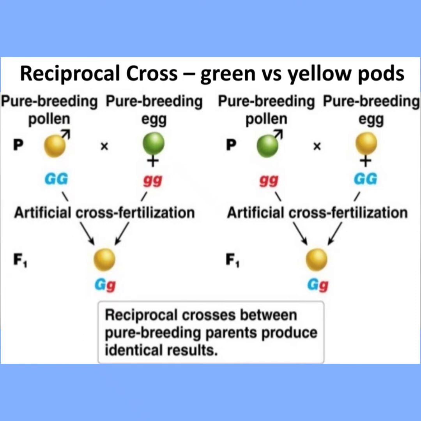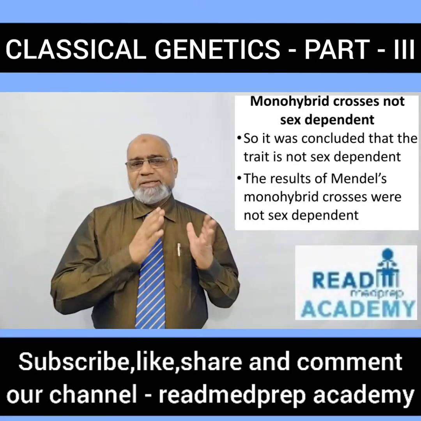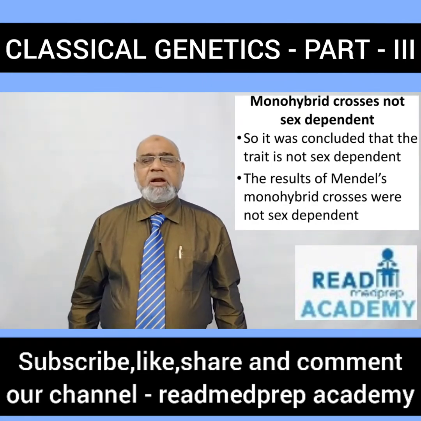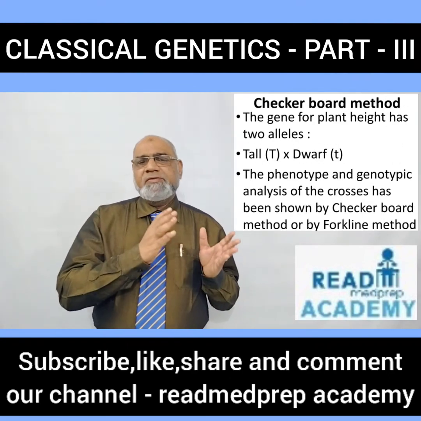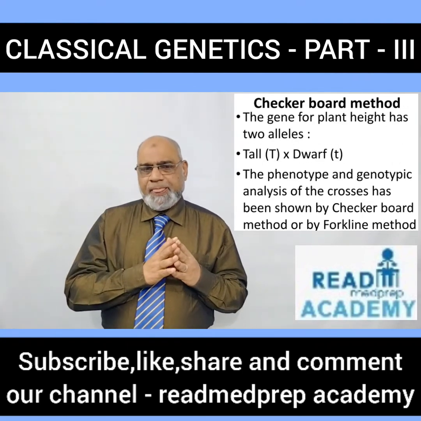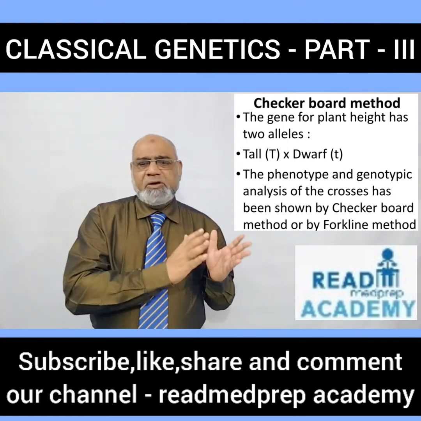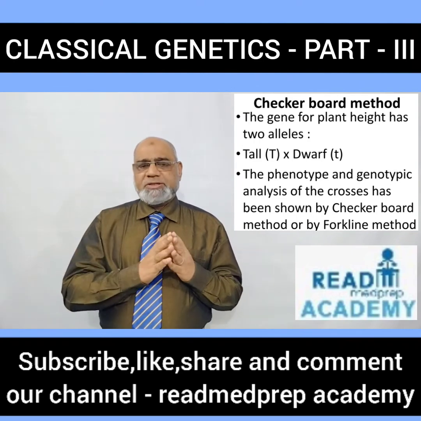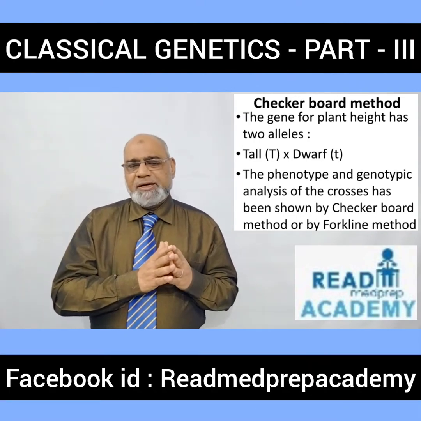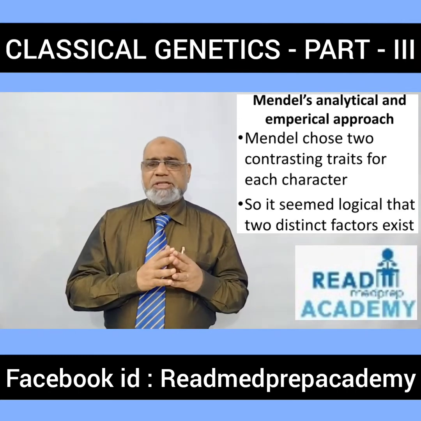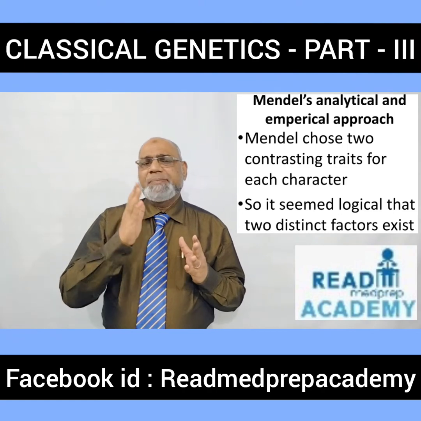So the reciprocal crosses between pure breeding parents produce identical results. So it was concluded that the trait is not sex dependent. The results of Mendel's monohybrid crosses were not sex dependent. The gene for plant height has two alleles. Tall is represented by capital T and the dwarf is represented by small t. The phenotypic and genotypic analysis of the crosses has been shown by a checkerboard method or by the fork line method. So Mendel chose two contrasting traits for each character in his analytical and empirical approach.